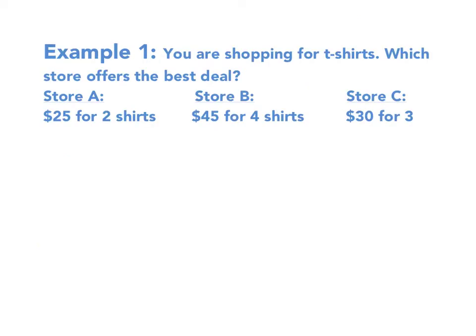So for your first example using ratios, you are shopping for t-shirts. Which store offers the best deal? Well, we just set up some ratios. So for store A, $25 over 2 shirts equals $12.50 for one shirt. Simple enough. Same thing for store B.